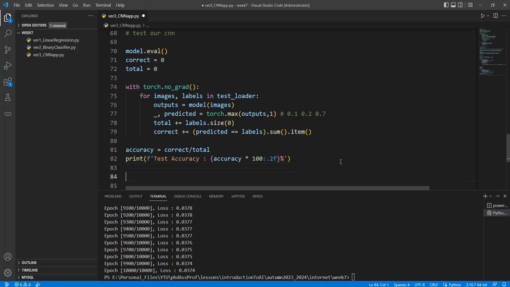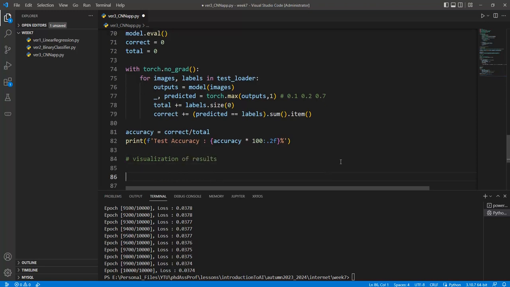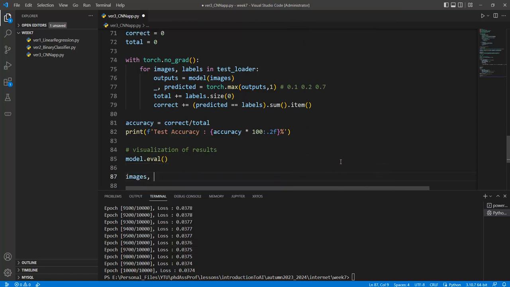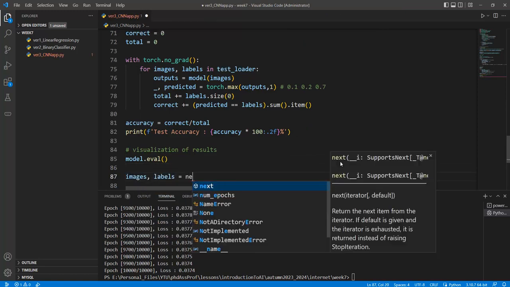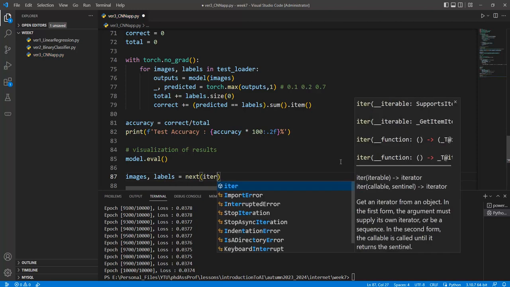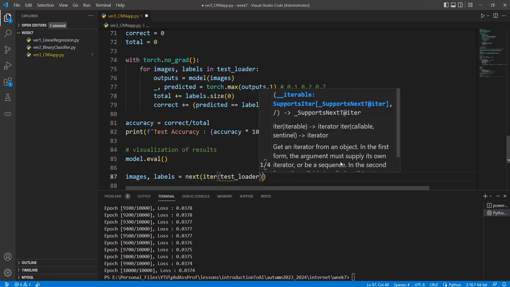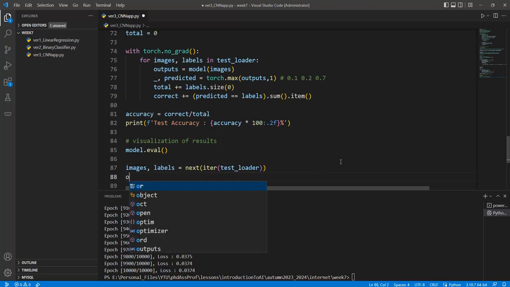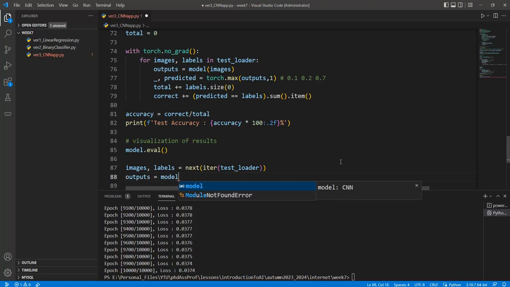Okay, and then we can visualize some predictions after the correct terms of results. The model should be set to eval here, and image and labels can be assigned with next(iter(test_loader)). The dataset can be assigned with the image and labels, and the outputs are also assigned with the model and image. Then we have the output or predicted value here, and also the true values of the image and labels.